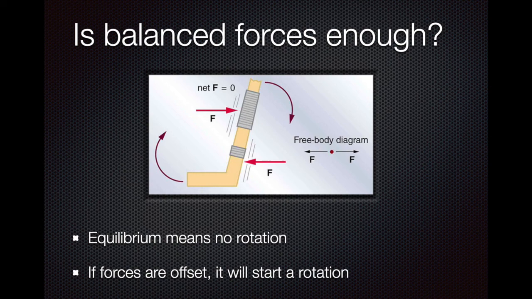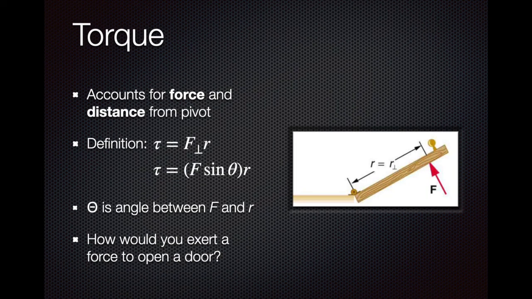So if the forces are offset, it's going to start the object into rotation. It wasn't initially rotating and it starts rotating. That's not equilibrium. So it's not enough to just say the forces are balanced. We also have to worry about where those forces are applied on the object. Now we can't just do our free body diagrams and treat all of our objects as if they're just a simple point. We have to acknowledge the fact that objects are extended objects and can rotate.